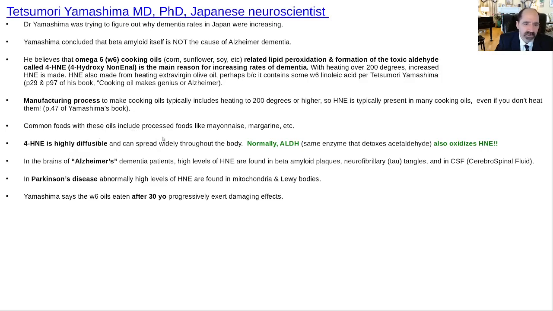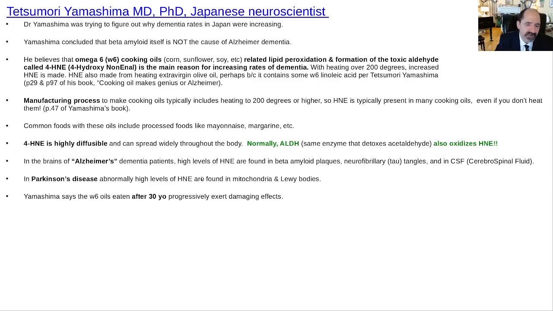4-HNE is highly diffusible, can travel all over the body, get in all kinds of locations and damage tissues. In the brains of patients with dementia, so-called Alzheimer's dementia, they find a lot of HNE in beta amyloid plaques, in the neurofibrillary tau-type tangles, and in the cerebrospinal fluid. In Parkinson's disease, they find high levels of HNE in the mitochondria and the Lewy bodies.